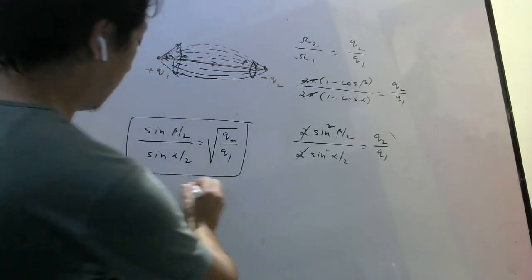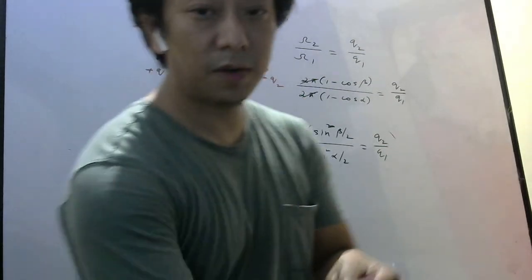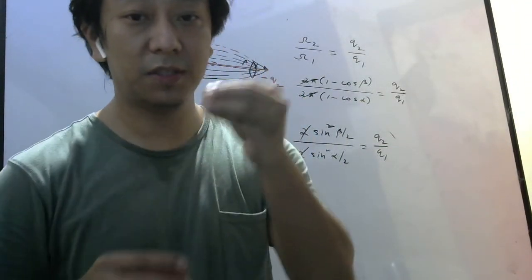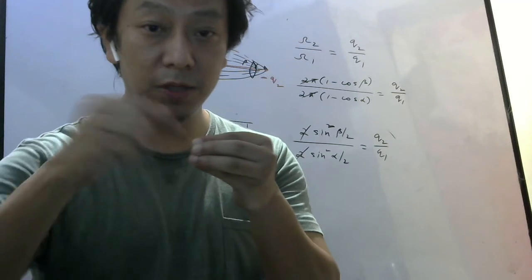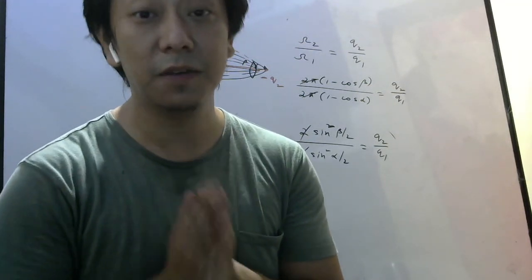Okay, I hope everybody understood. So the main thing here is that the total number of lines starting from this charge should be proportional to the magnitude of the charge, and that comes directly from the properties of electric field lines.